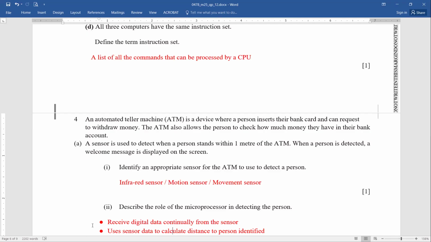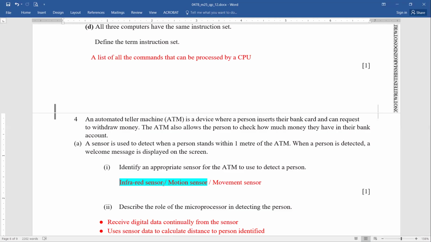So to detect a person, definitely the very first option is infrared sensor. Or a person can write motion sensor. Some students may have written movement sensor also, but I recommend that you go for infrared sensor or motion sensor. I'll suggest you go with either of these 2 answers to score 1 out of 1. Easy?